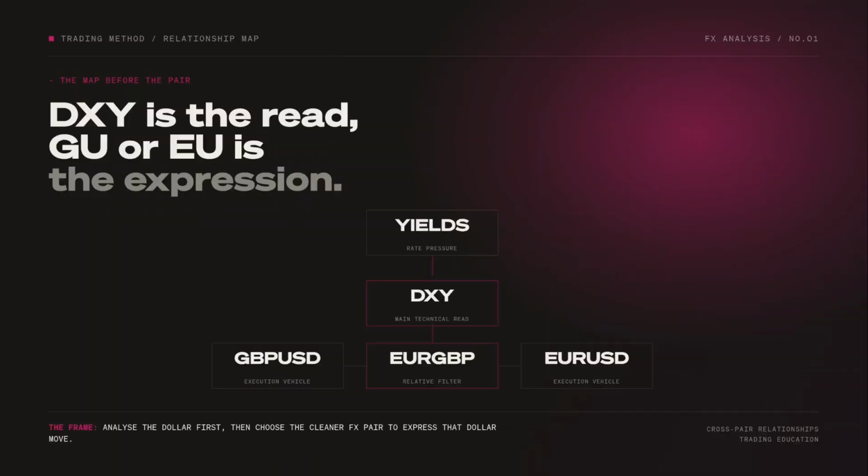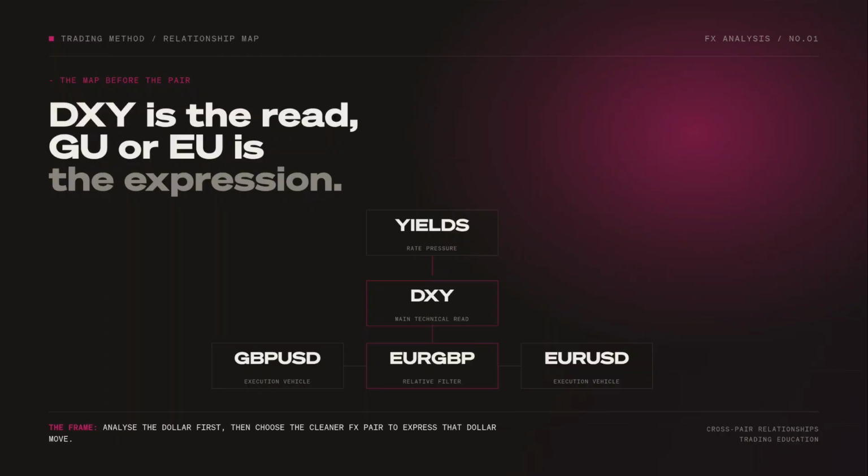This is why cross-pair relationships are so important for developing both your higher time frame and your lower time frame bias. This is the simplified map. At the top you have the US bond yield, so you could be looking at the 5-year, 10-year, 30-year and the interest rate expectations. They are not the only thing that moves the dollar, but they are the main driver, so it's the first thing that you want to understand.